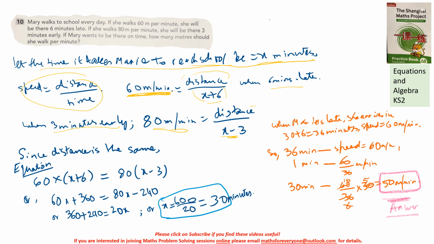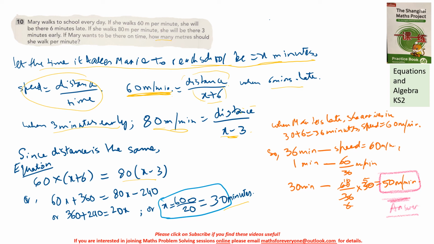So using the same formula, since the distance is the same, we can form an equation. We can equate the two. So 60 times x plus 6 is 80 times x minus 3, and solving we get 20x is 360 plus 240, that's 600, so x is 30 minutes. So now we know that x is 30 minutes. So there's another part to the question.